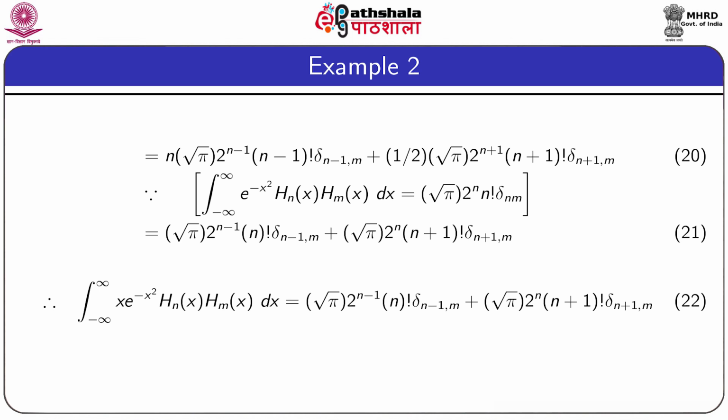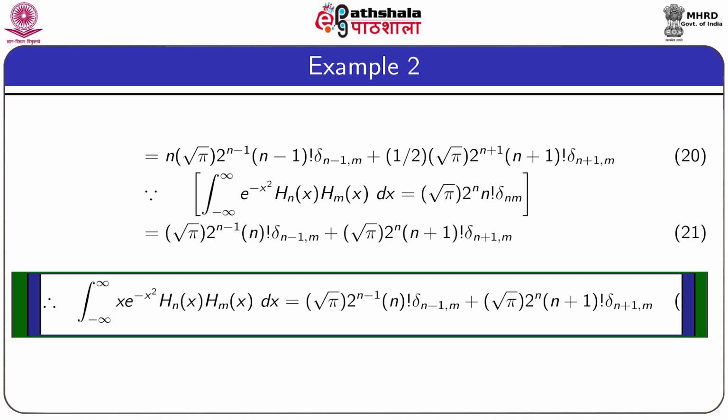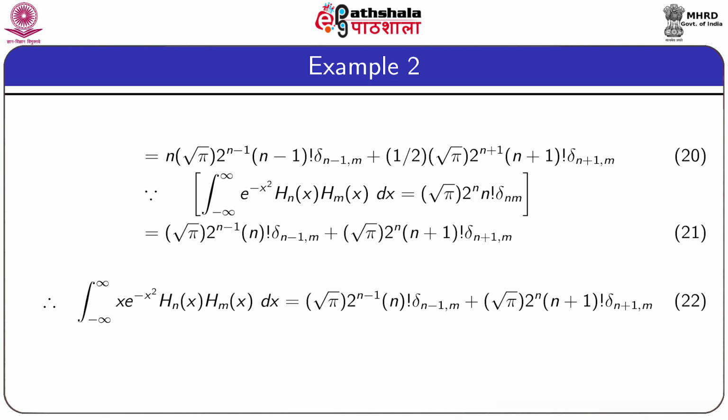On further simplification, we get our desired result as the integral from minus infinity to plus infinity of x e to the power minus x square H_n(x) H_m(x) dx is equal to root pi 2 to the power n minus 1 into n factorial Kronecker's delta n minus 1, m plus root pi 2 to the power n into n plus 1 factorial Kronecker's delta n plus 1, m.